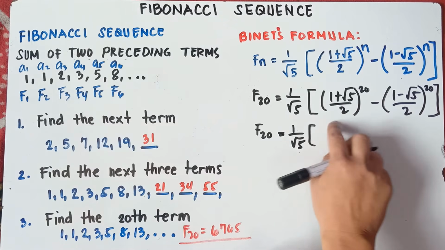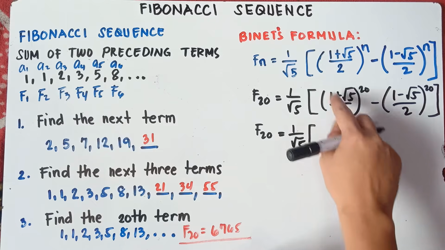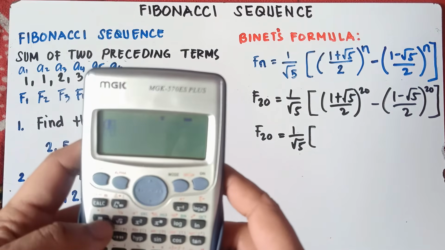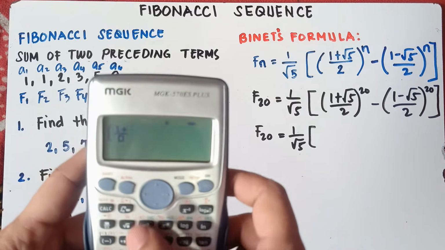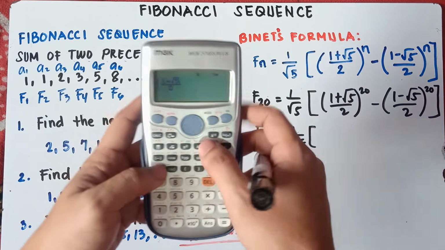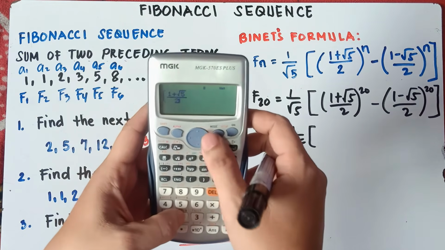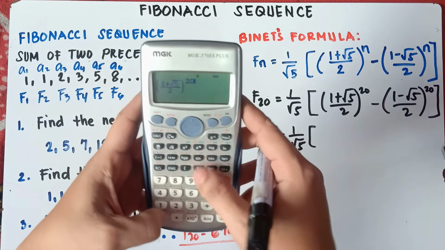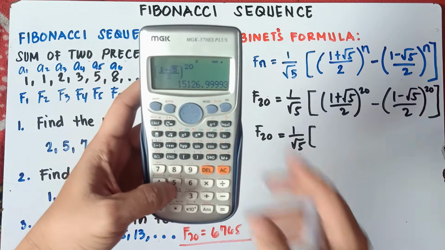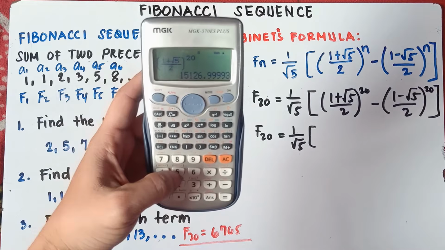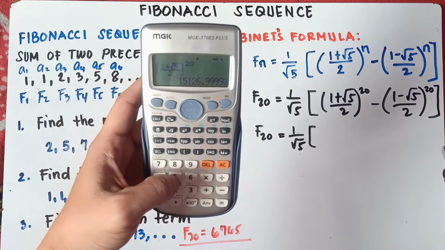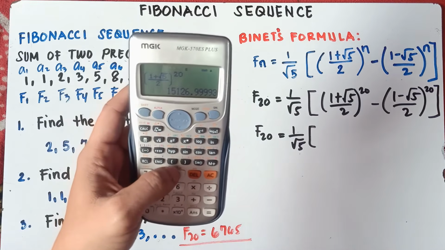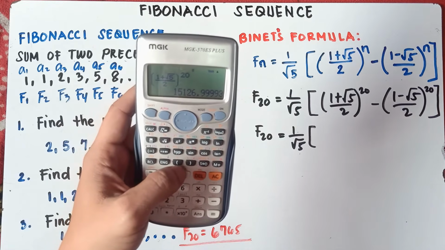Then simplify this one, class: (1 plus square root of 5) over 2, the quantity raised to the power of 20. You will get, what's the answer, class? 15,126.99993. So you need to have 5 decimal places, class, 5 digits on the decimal for that, so that your answer will be near to exact.